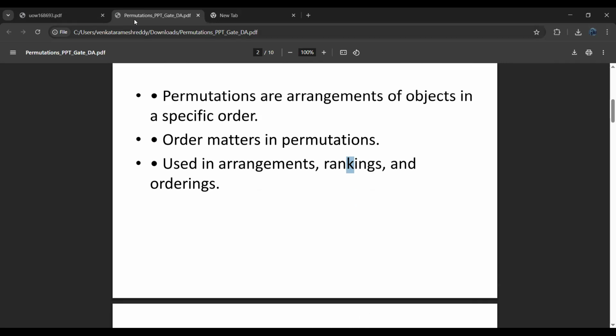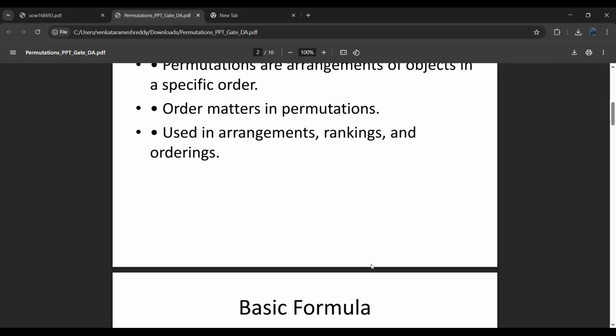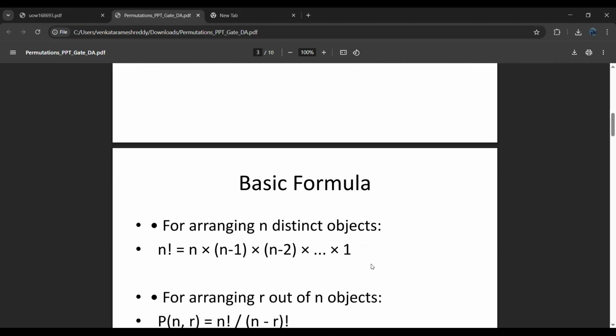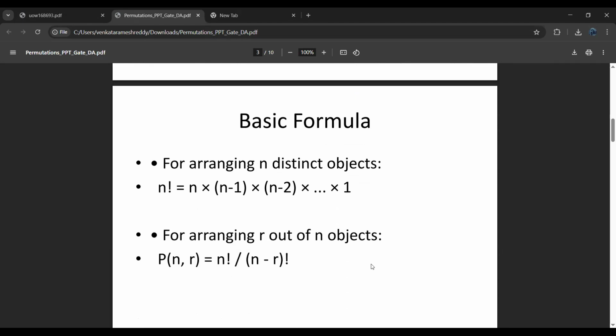Also, we'll see there is a basic formula for permutation. The first one: if you want to arrange n distinct objects, how many permutations are required? n factorial, because we have n different objects, so you are able to place each and every one in its position.